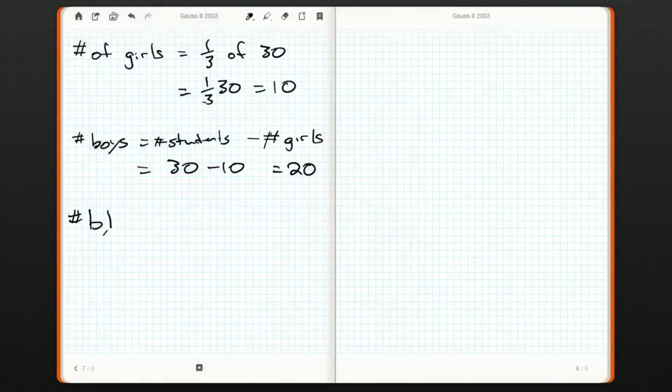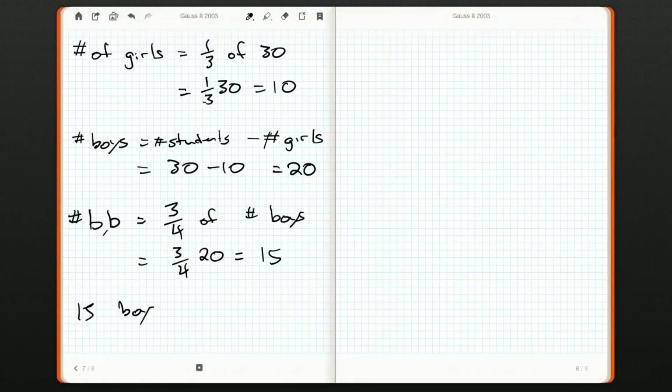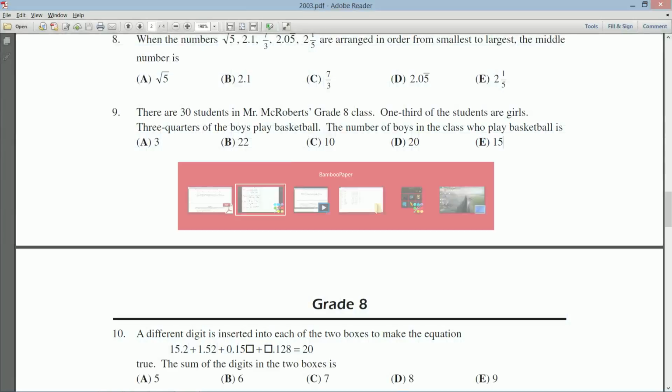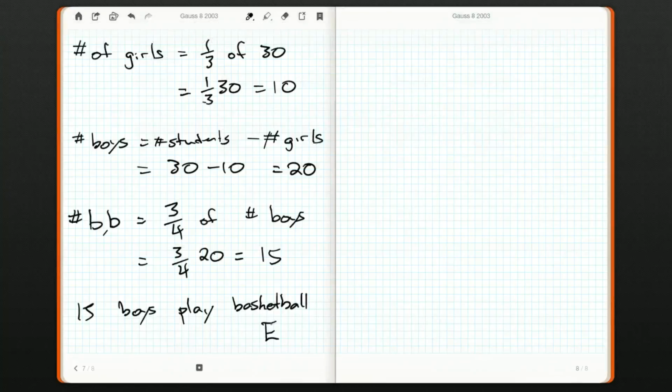So boys who play basketball, which I'll just abbreviate with BB, is 3/4 of the number of boys. How many boys? 20. 3/4 of 20, and that you can work out with a calculator is 15. So 15 boys play basketball. Okay, so now we need to find that in our answers and bubble it in, and that is E. So just like the last question, our answer is going to be E.